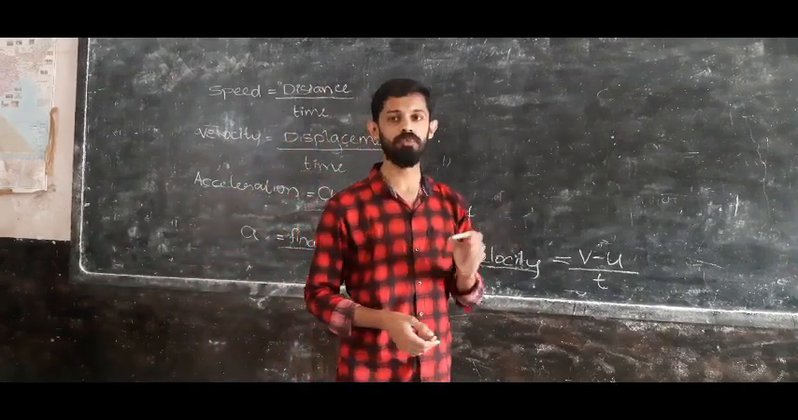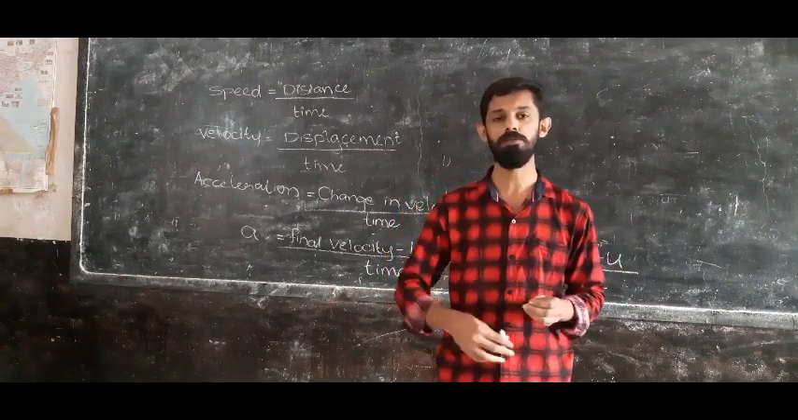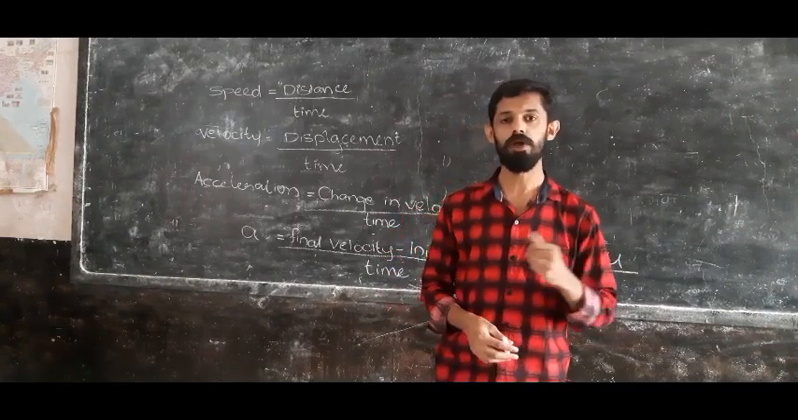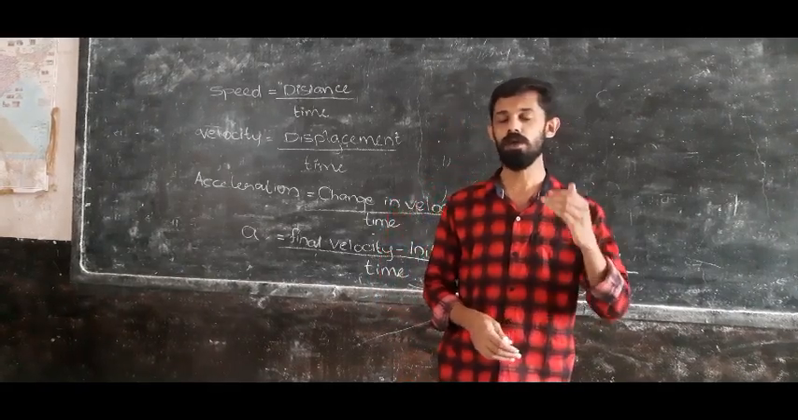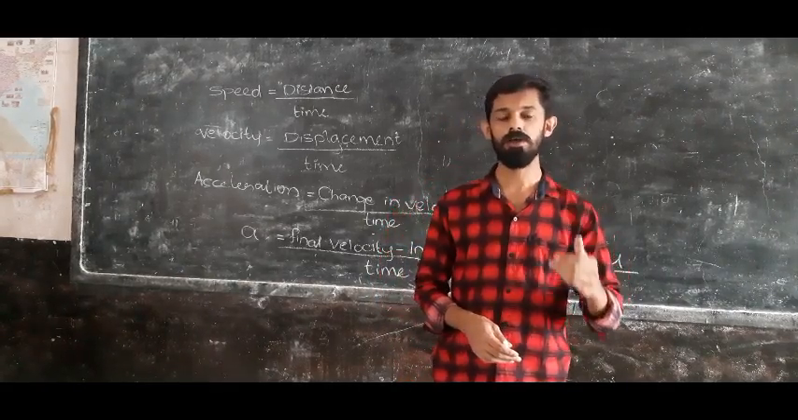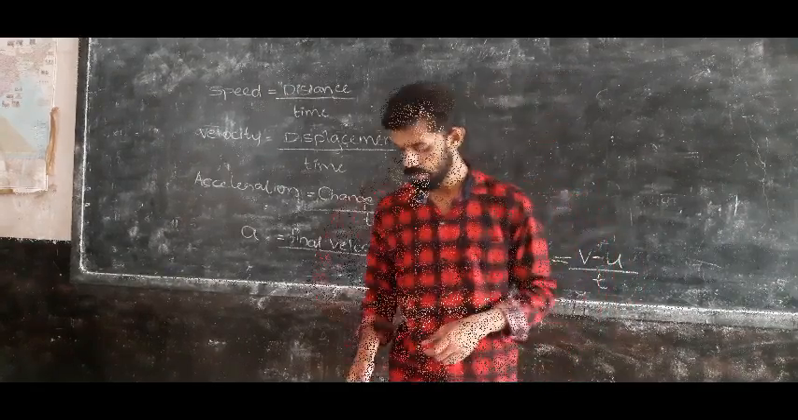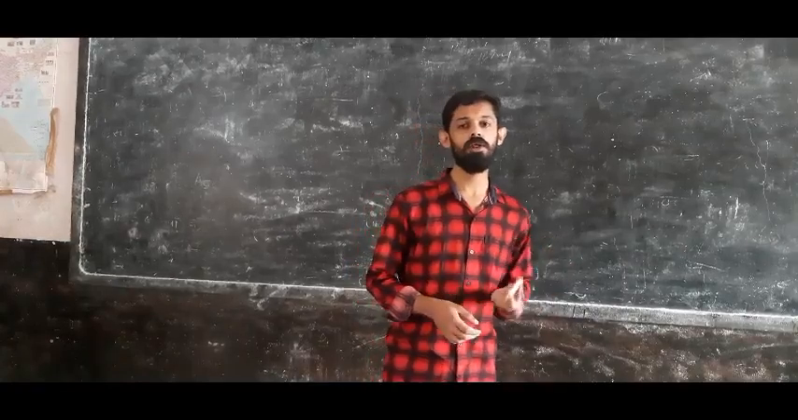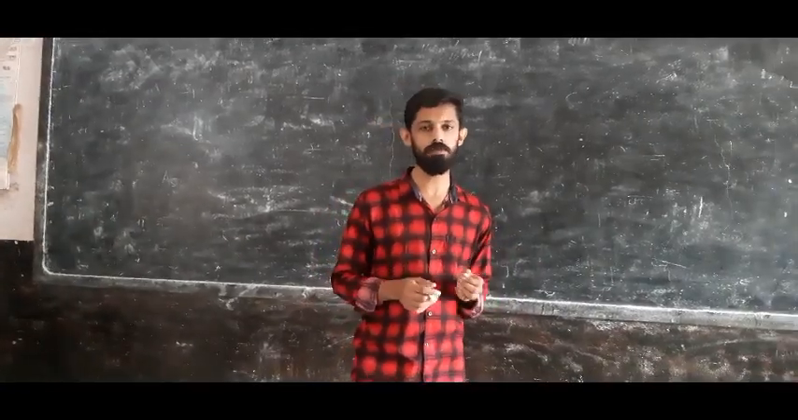Now, using all these five physical quantities together, we are going to frame some new equations, which are known as the equations of motion. There are three equations. Today we are going to see what the equations are and how to derive them. First, we derive the first equation of motion, known as the velocity time equation.